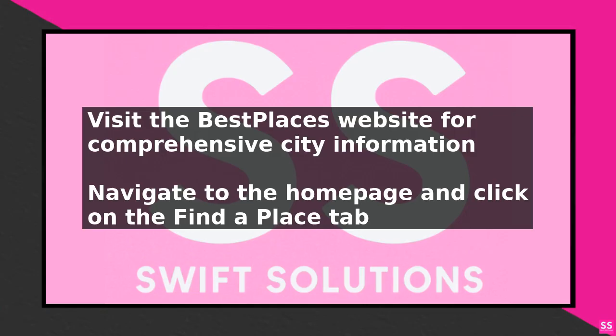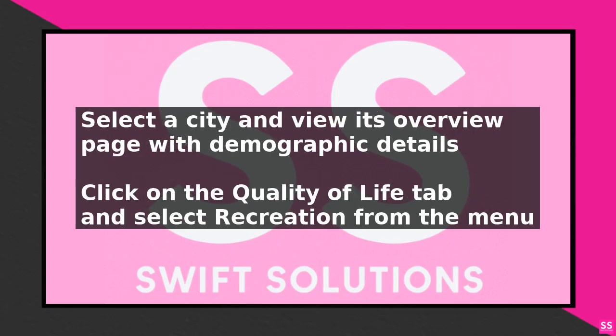Enter the name of the city or town you are interested in and select it from the search results. Once you have selected a city, you will be taken to a page with an overview of the city, including demographic information, cost of living data, and other relevant details. To find nightlife data, click on the Quality of Life tab and then select Recreation from the drop-down menu.